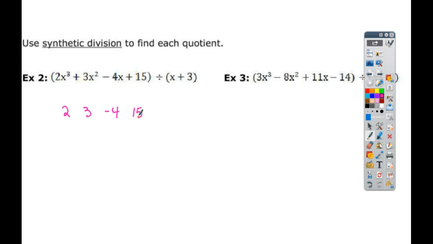Now long division, it was checking a factor. So we checked the x plus 3. But synthetic division doesn't check the factor, it checks the root. So how do I get the root from here? What is the root? So I would just set that equal to 0 and solve for x. So it's -3, right? So this is my root, and this is what I'm going to check.